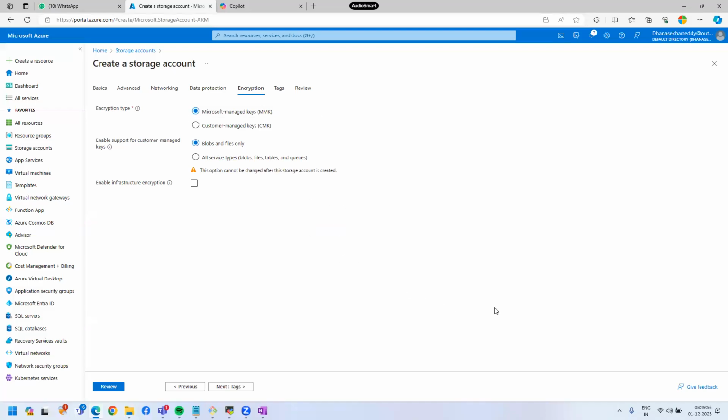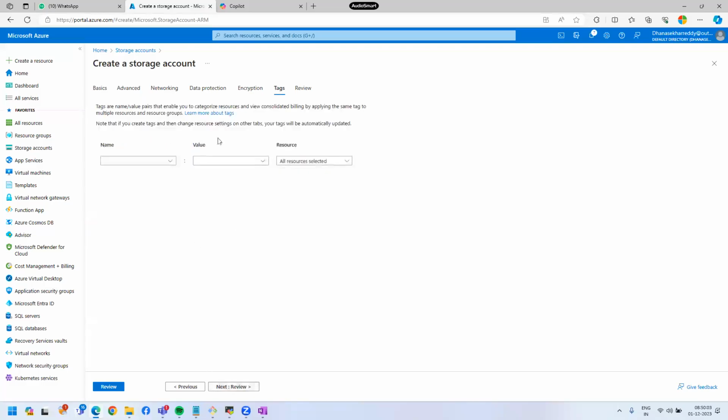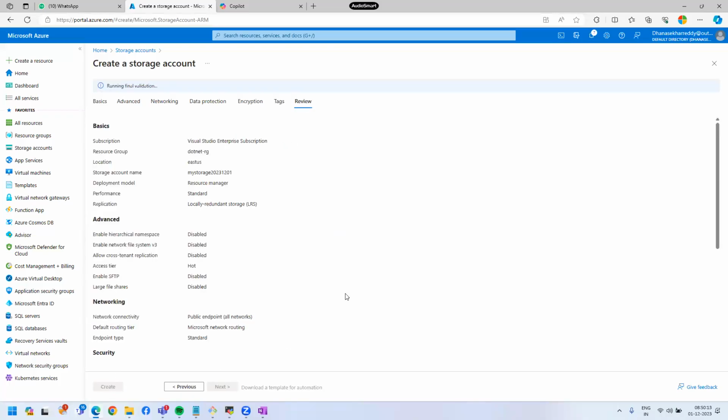Okay, so now this is about encryption data. Next, tags. We already discussed tags. What are tags? They are name-value pairs which give information about the resource. I do not want to maintain it, so on to review plus create.